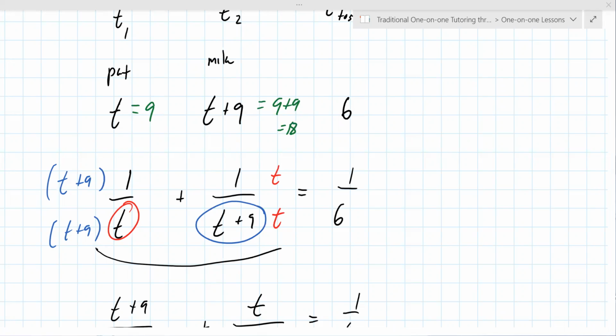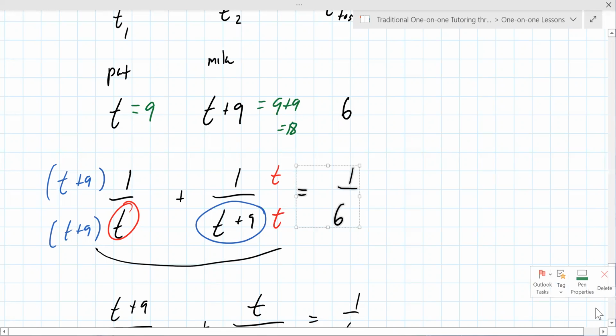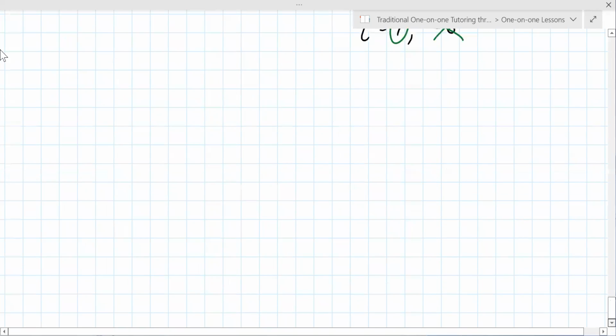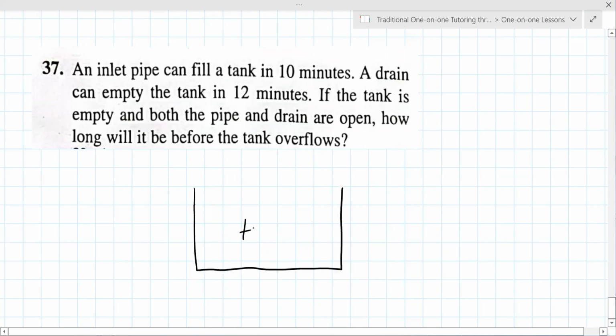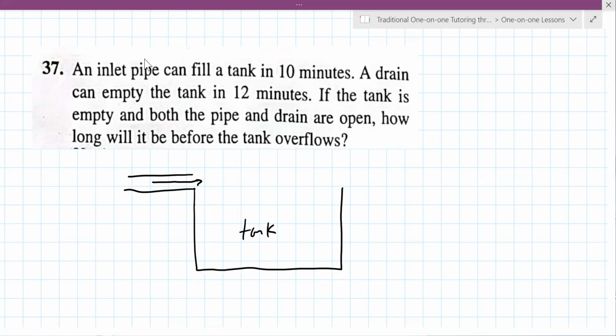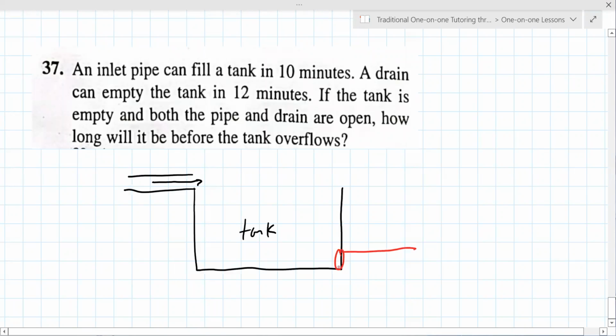All right, so let's look at 37. So 37 can be done as a job work problem like we've been doing, but inlet and outlet problems are better solved a different way. Okay, so an inlet pipe can fill a tank. So imagine you have a tank. We'll draw a tank here. This is our tank. And you can fill it in 10 minutes. So that's coming in. But it also has a drain, which means that it drains out here on this side.